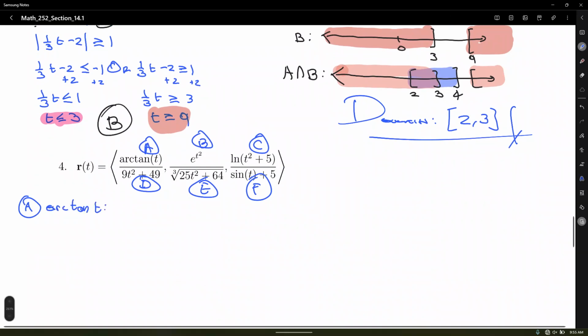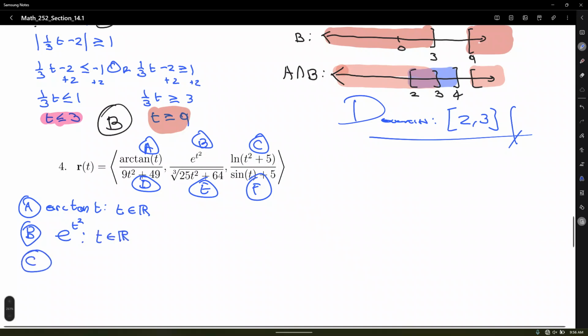Arctan t. What's the domain of arctan t? All real numbers. So for t, all real numbers. Fine. Letter B. e to the t squared. Do you see any restrictions to this guy? If so, what would be the restrictions? All real numbers, right? Unless it looked like this, e to the 1 over t squared, then it would be undefined for t equals 0, but it's not the case, right? So another all real numbers.